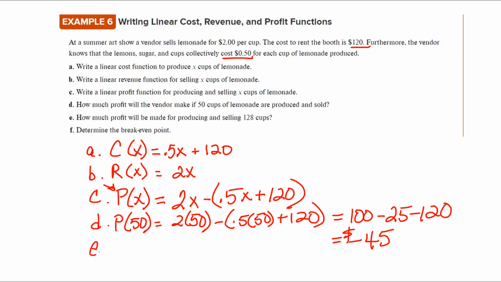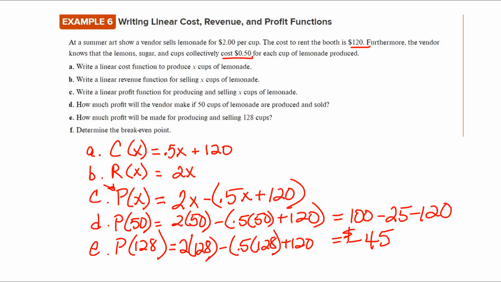So E, what if you sell 128 cups? Then the profit for 128 cups is going to be 2 times 128 minus (0.5 times 128 plus 120). So here you're going to have 256 minus 64 minus 120. That's going to be $72. So that's a profit anyway.